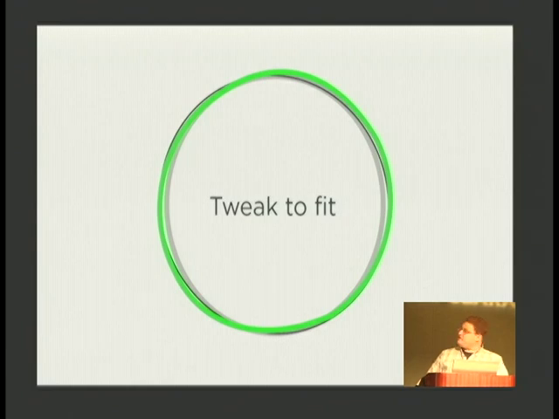So instead of just having a simple circle, we're going to turn it into a three-dimensional ellipse, and we're going to tweak the parameters so that it's a little bit fatter in the middle and a little bit tweaked so that it fits the shape of the Earth a little bit better. And this is called a datum.